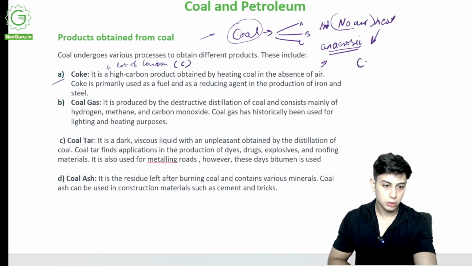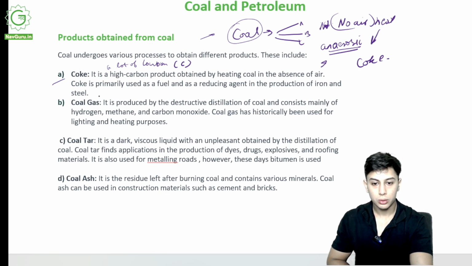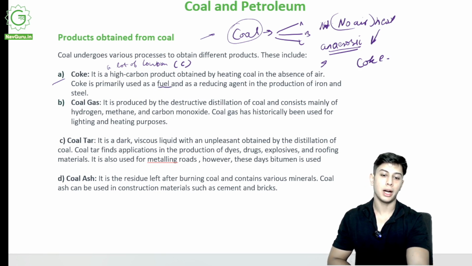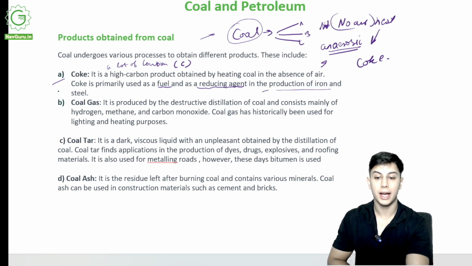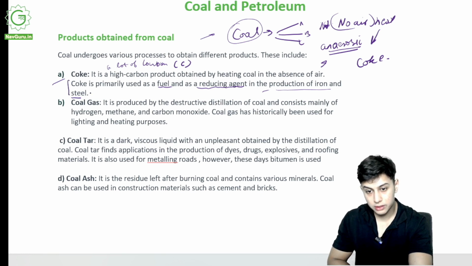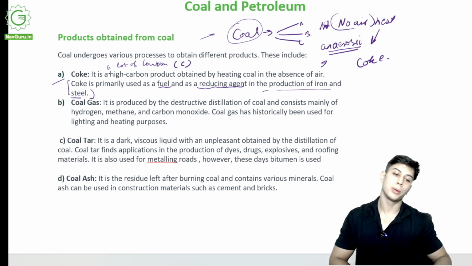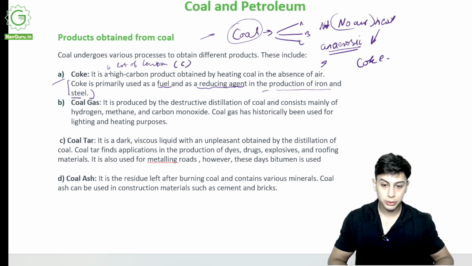I obtained coke. Coke is primarily used as a fuel and as a reducing agent in the production of iron and steel. So where is this used? Usage is very important. Now I obtained coke from coal, but where do I use it? It is also used as a fuel. I burn it to get energy. Fuel means I drive machines with it, I use it to get energy.